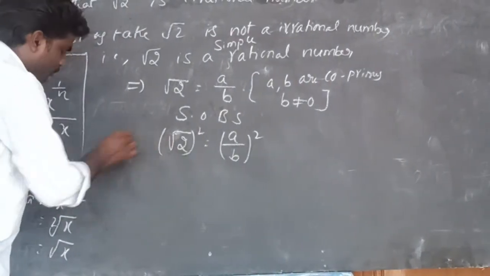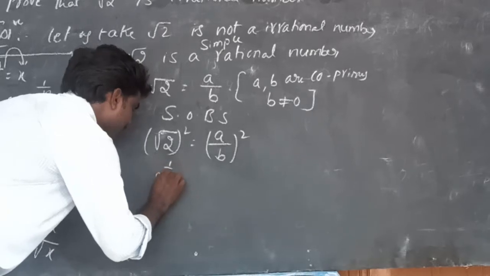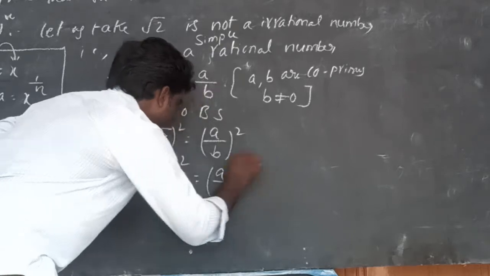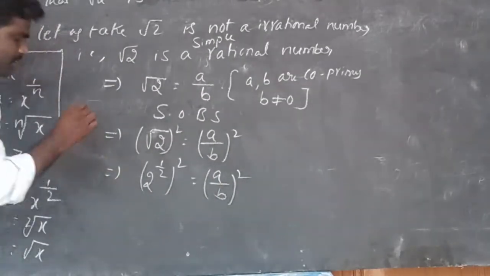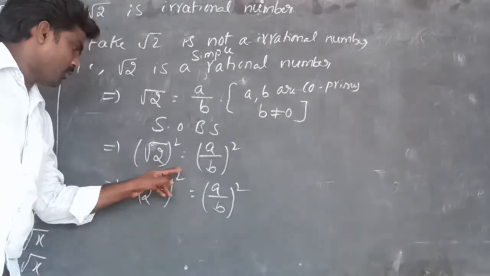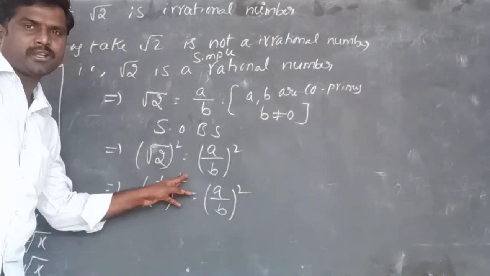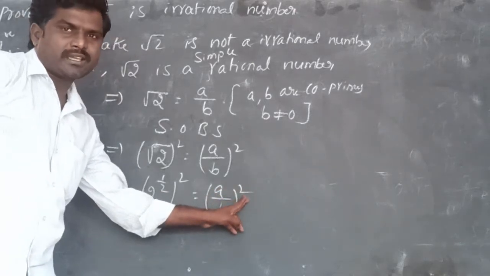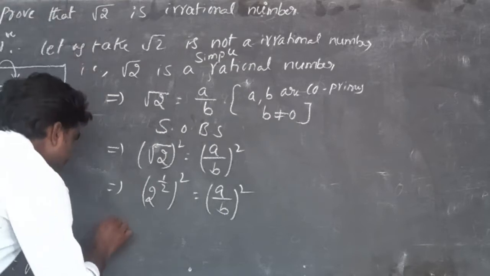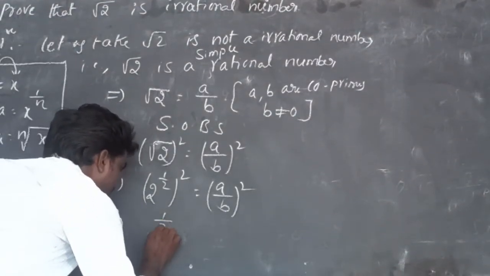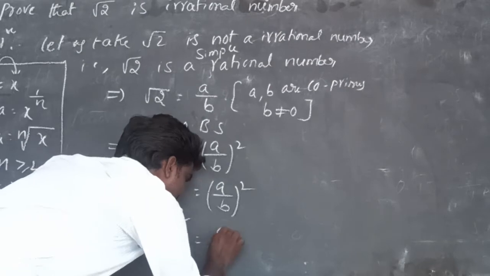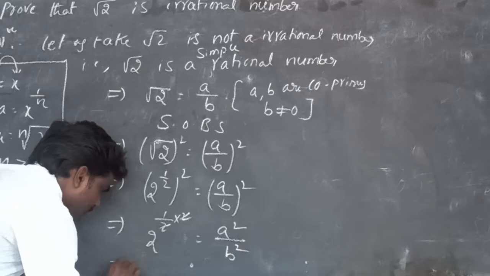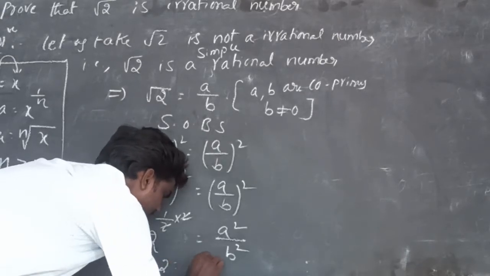Okay? So here root 2, how can you write it? 2 power 1 by 2 whole square is equal to a by b whole square. Here we know that a power m whole power n is equal to a power m into n, and a by b whole power m is equal to a power m by b power m. So that is 2 power 1 by 2 into 2 is equal to a square by b square. Here the 2s cancel. So then 2 is equal to a square by b square.